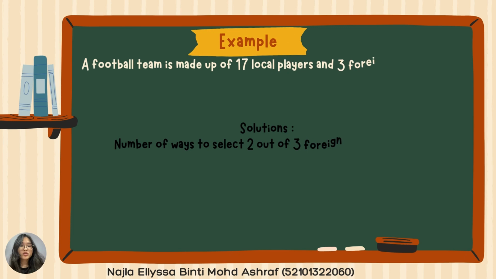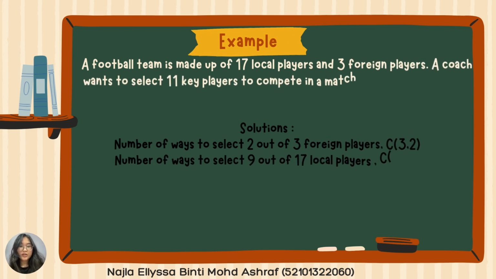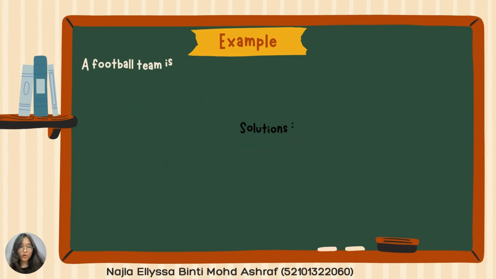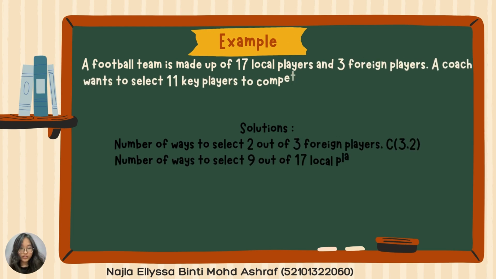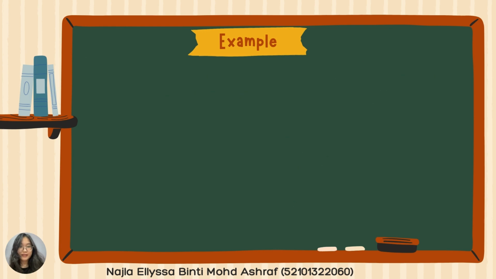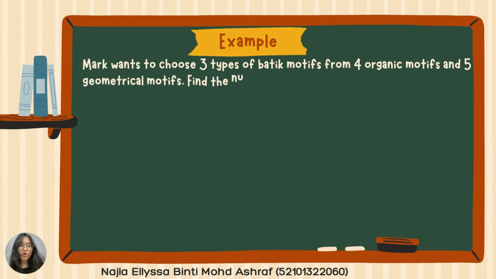Number of ways to select 2 out of 3 foreign players is C(3,2). And number of ways to select 9 of 70 local players is C(70,9). You can write the number of ways in this format instead of the nCr. So this is the solution. The answer will be 72930. Next, Mark wants to choose 3 types of batik motifs from 4 organic motifs and 5 geometrical motifs.